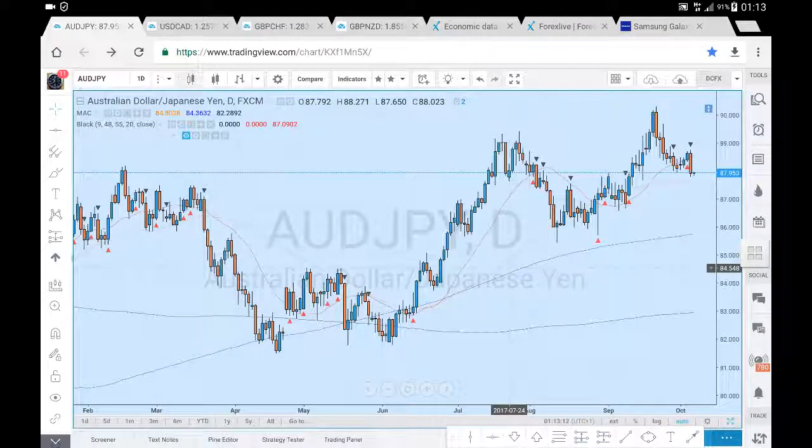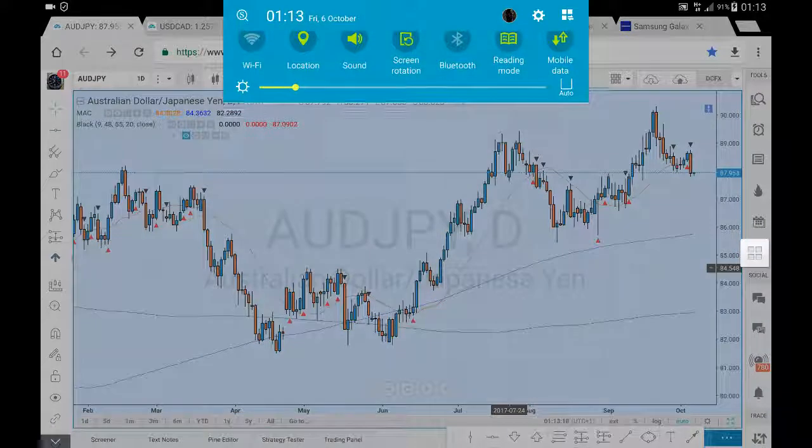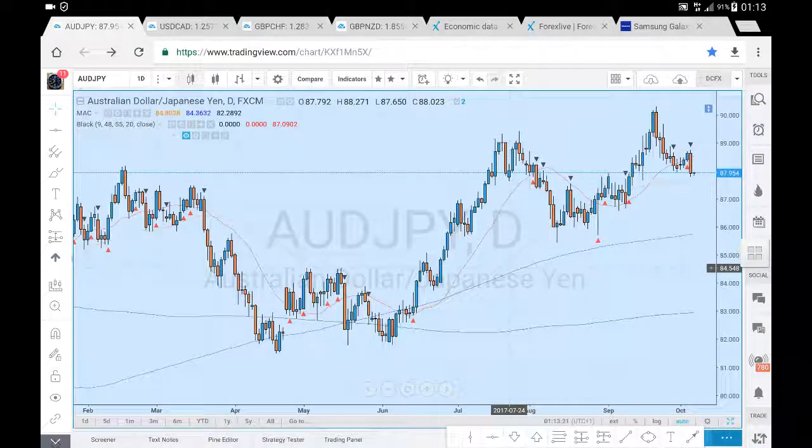So this is the AUD/JPY, Australian dollar Japanese yen analysis for the 6th of October. This analysis has been done for EOD, end of day trades.